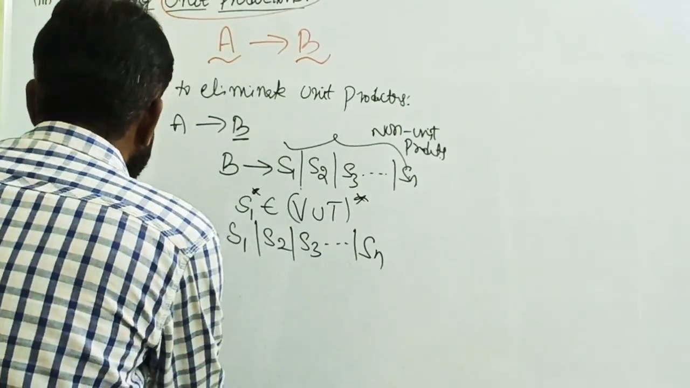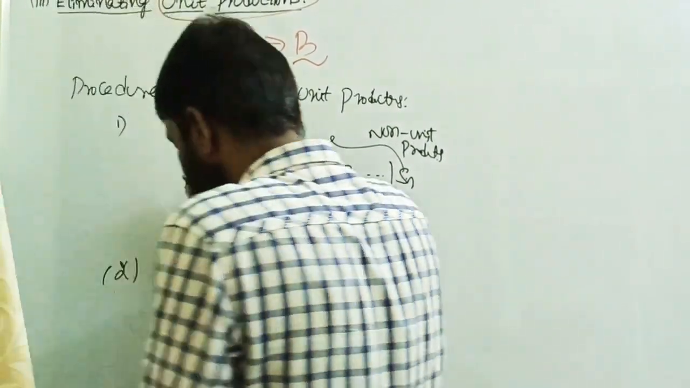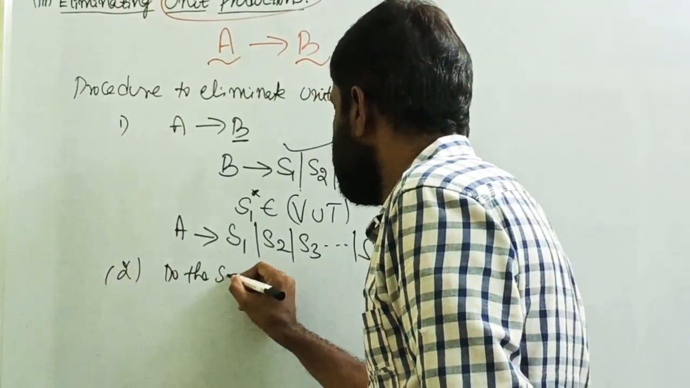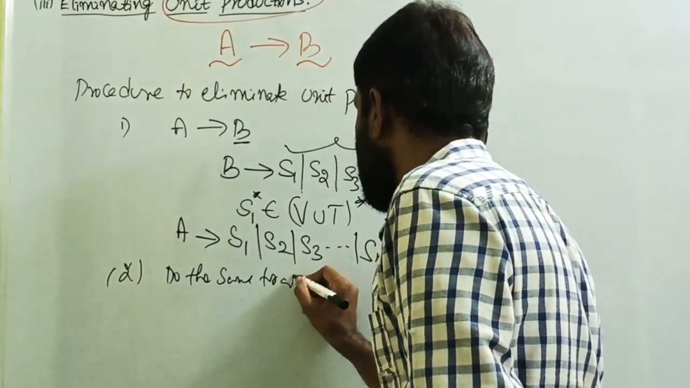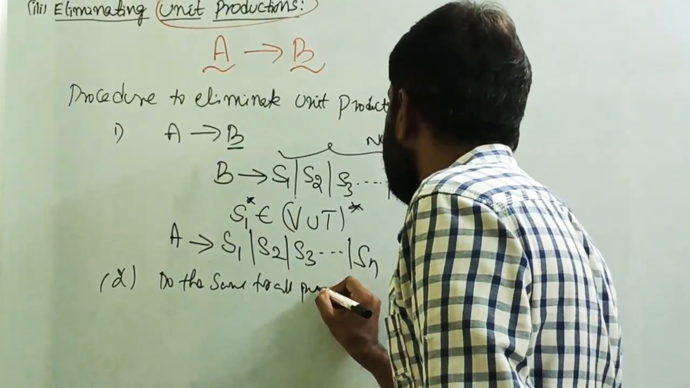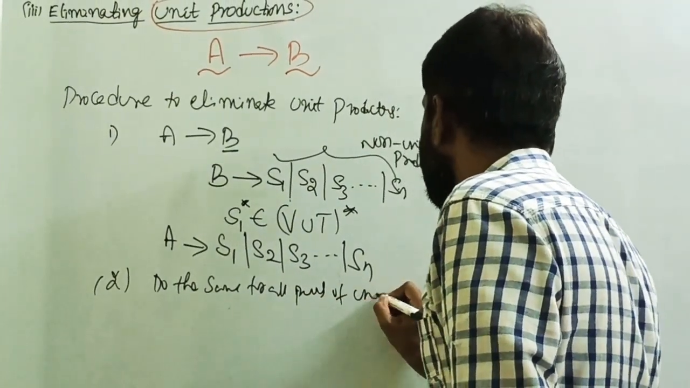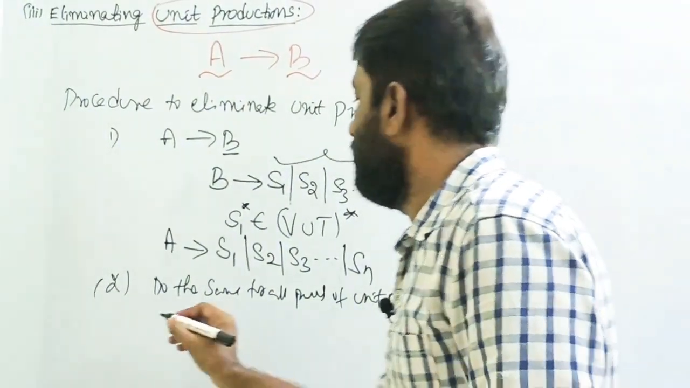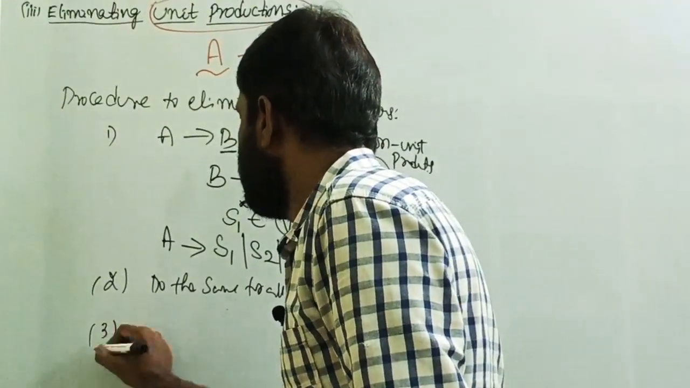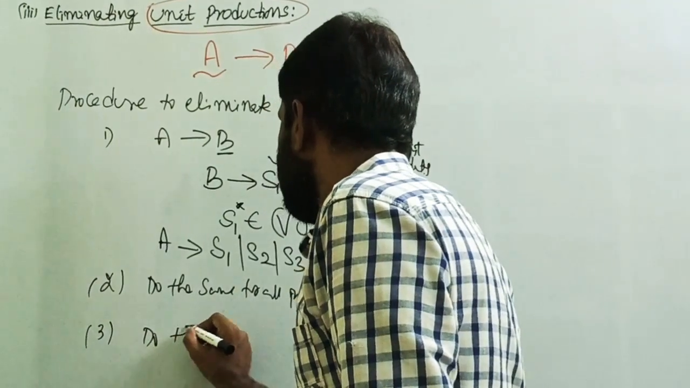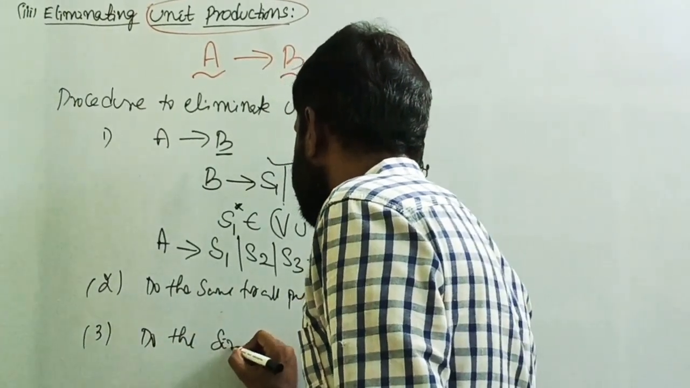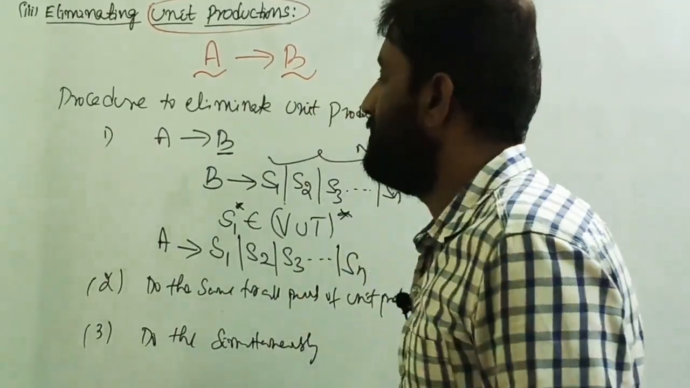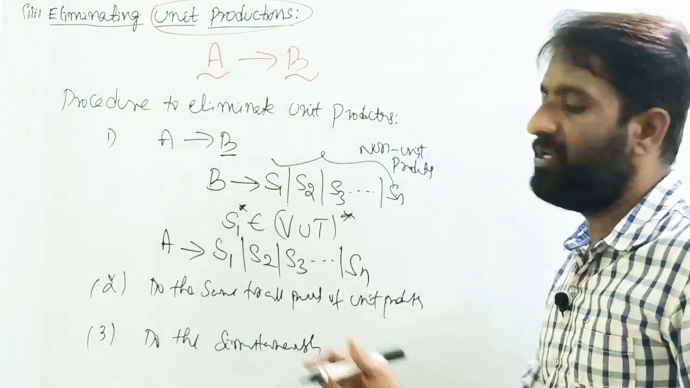Then the next step is to do the same for all pairs of unit productions. Then the third step is to do this simultaneously. This is the procedure for how to eliminate unit productions.